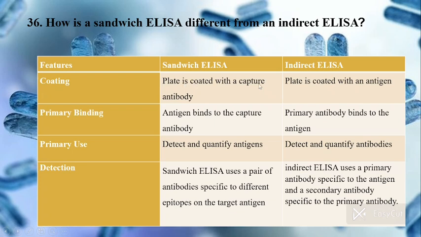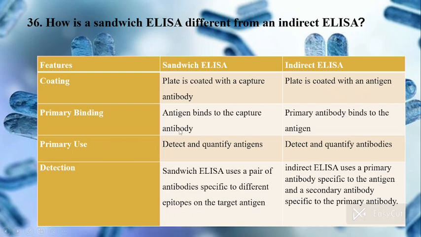which are going to be coated with capture antibodies in sandwich ELISA, whereas for indirect ELISA, the plate wells are going to be coated with an antigen. For primary binding in sandwich ELISA, we are going to see the antigen bind to the capture antibodies, because the plate was coated primarily with an antibody. The antigen is going to be the one which binds first. In indirect ELISA, as the plate is coated with an antigen, the primary antibody is the one which is going to follow.